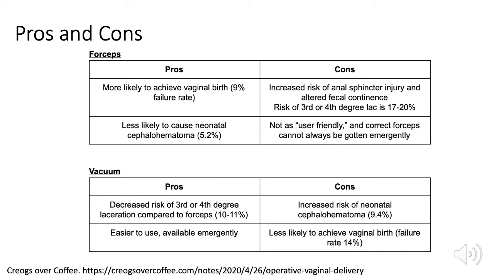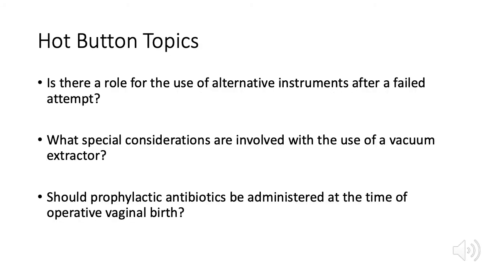comfortability with their use. For vacuums, the major pro is that there's a decreased risk of maternal anal sphincter injury, and that they're much easier to use and usually available emergently. The major drawback of the vacuum is that there's an increased risk of neonatal cephalohematoma and that they have a higher failure rate.